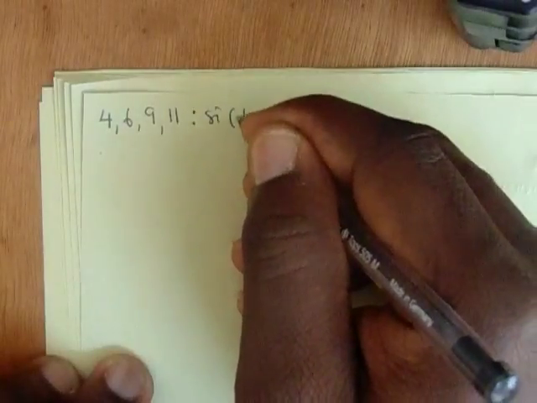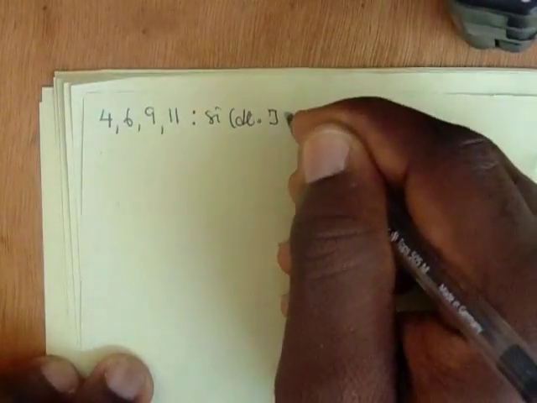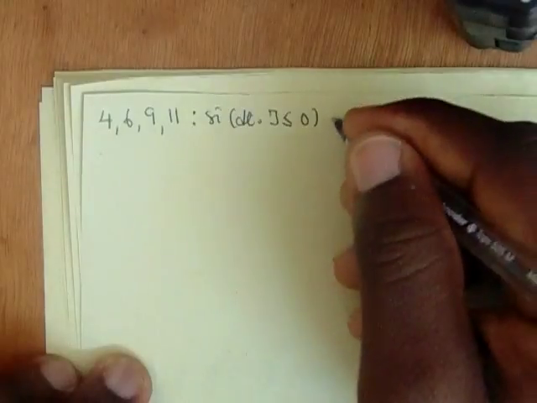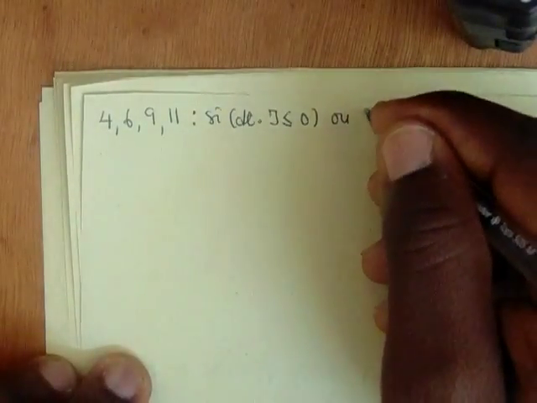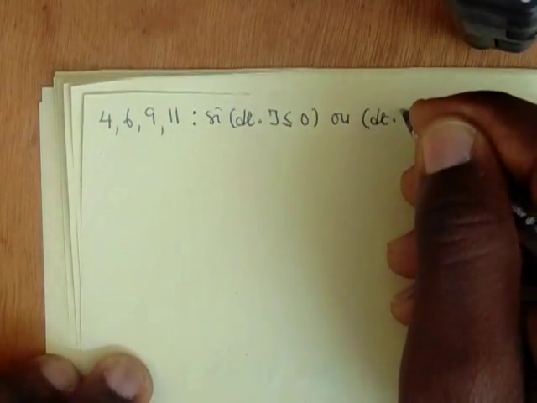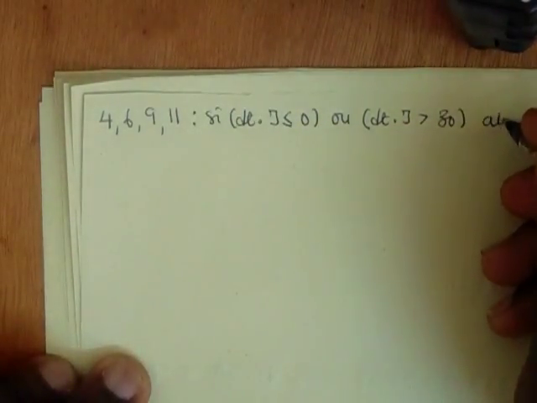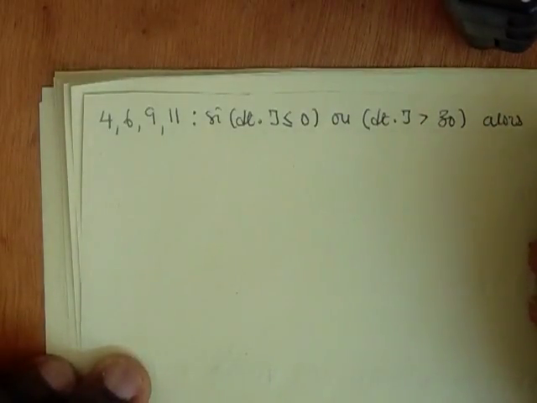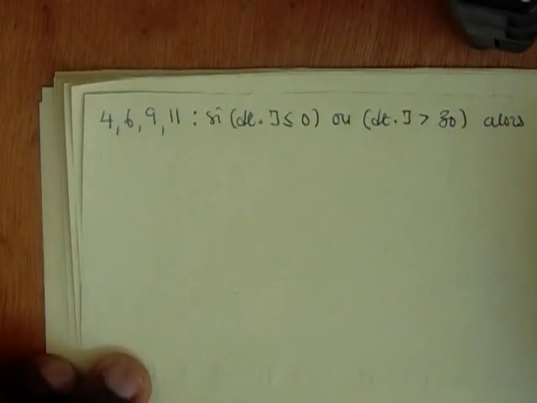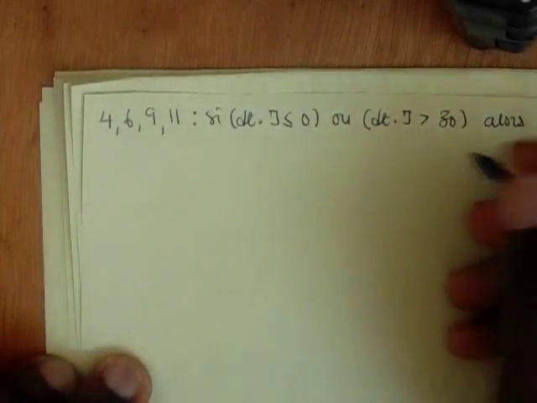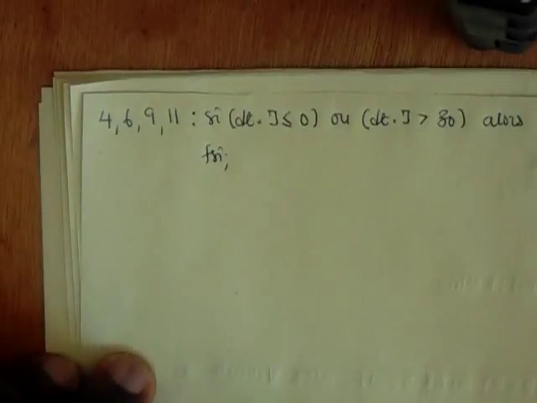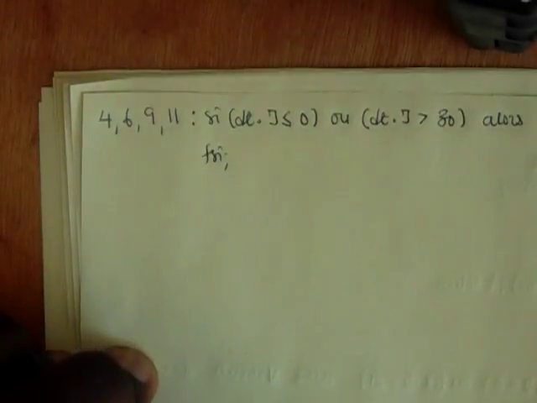If dt.j is less than or equal to 0, or dt.j is greater than 30, then valid date is false. Now we close the if statement. Now we have checked for the 31st and the 30th, those months.